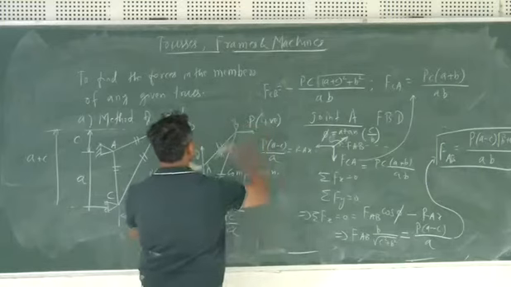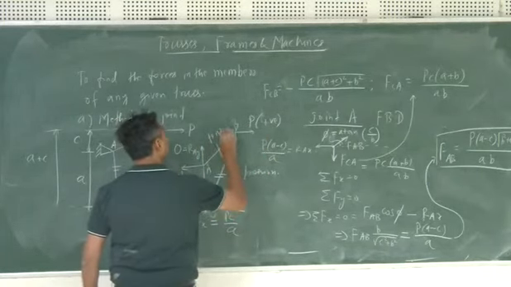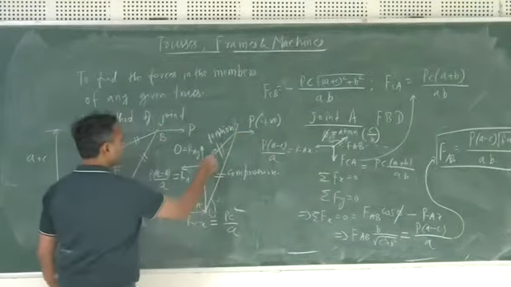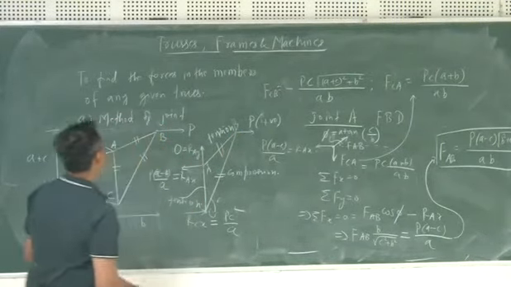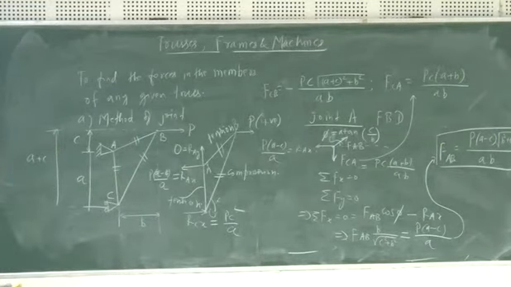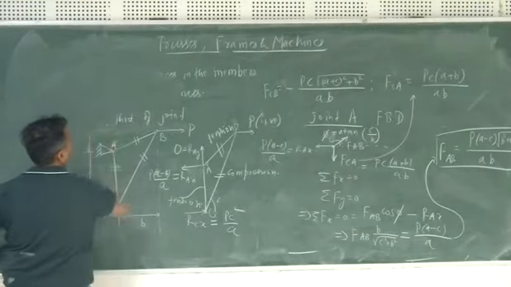Since it is coming under this direction, this will be under tension. So this is under tension, this is under tension. This is how we apply the method of joints to find out the forces.